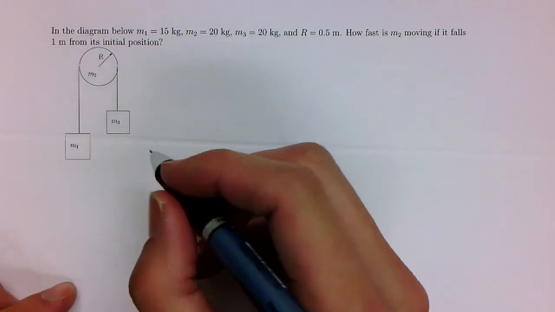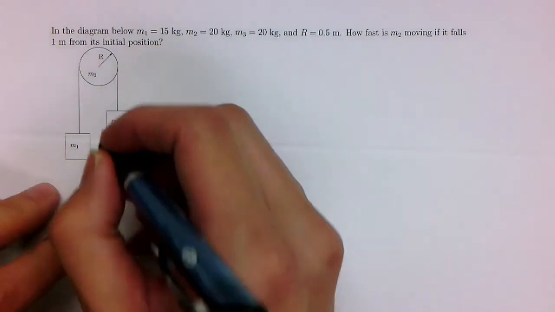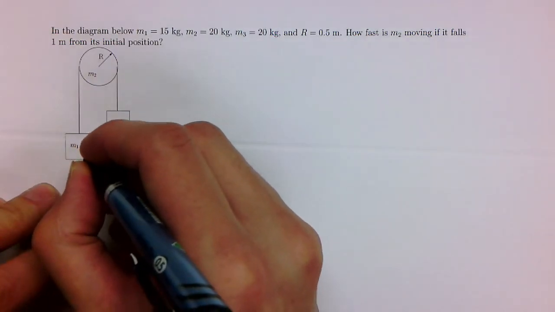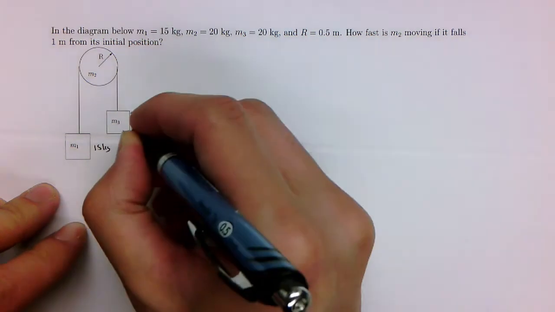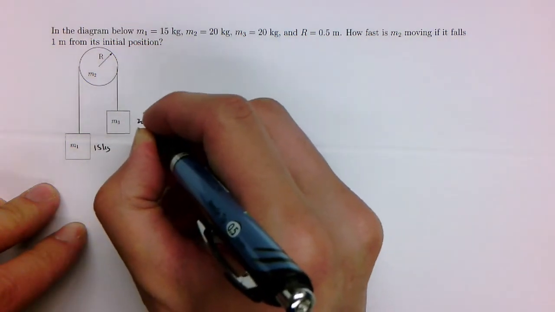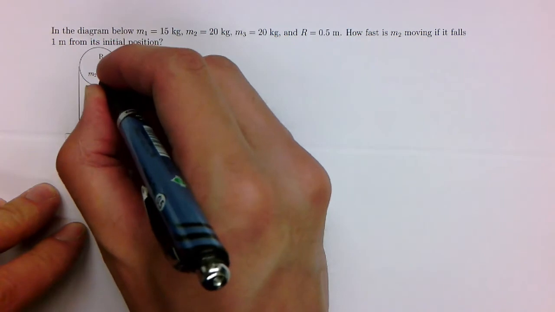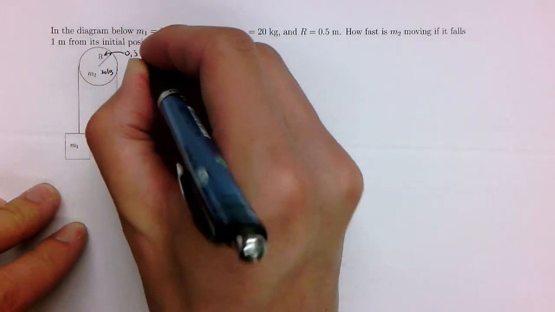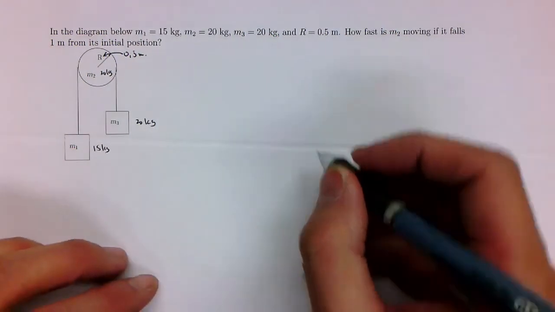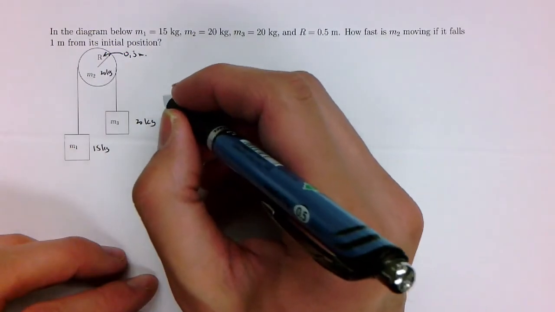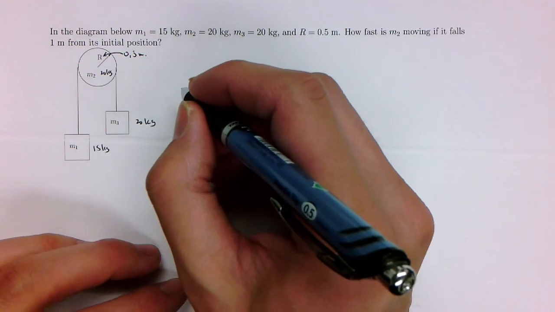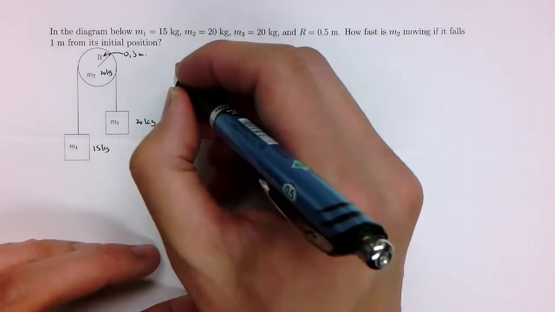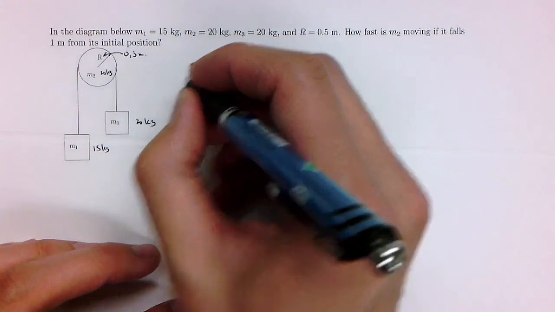So let's take a look at this diagram carefully. So this is going to be 15 kilograms. This is going to be 20 kilograms for m3, and this is going to also be 20 kilograms. And r here is 0.5 meters. Okay, so what we want to do is ask how fast m2 is moving as it falls 1 meter from its initial position. So this is an energy conservation problem, so let's just consider that.